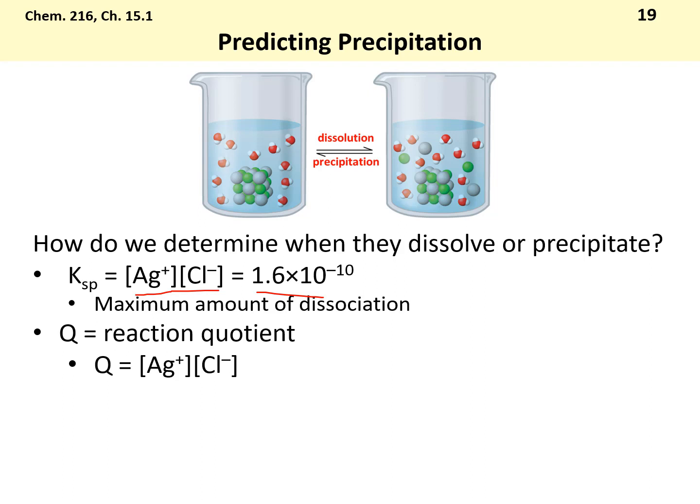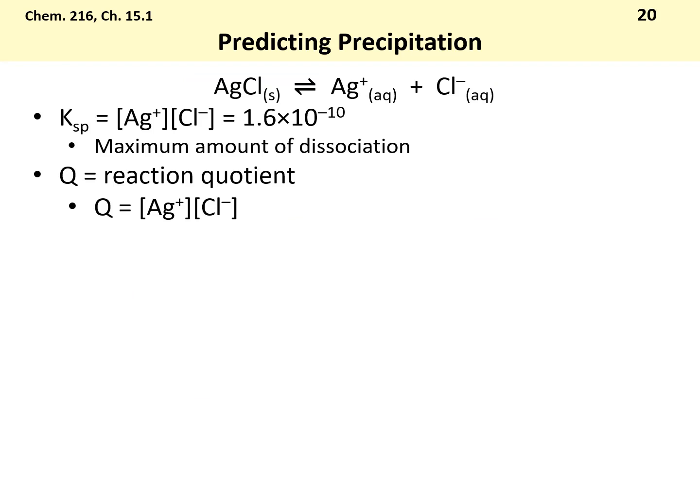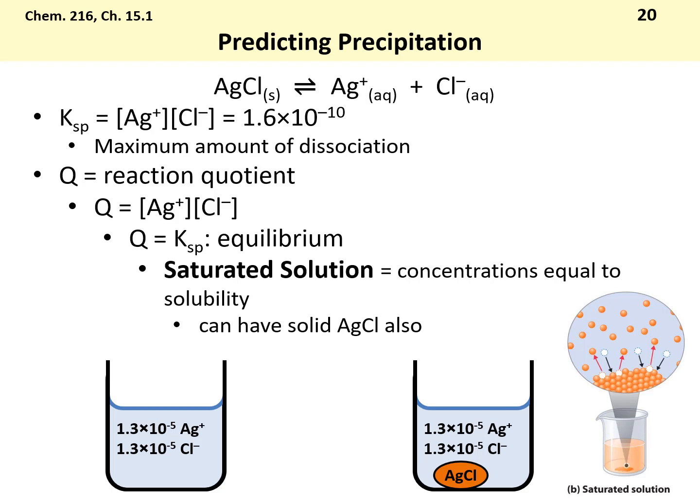Well, if I have a solution, I can have a Q value. And what I can do is compare Q to K, and that's going to allow me to determine whether I have precipitation or dissolution. Okay? All right, so let's explain this. Q is going to be under any conditions, not at equilibrium. So if Q was equal to K, that would be equilibrium, right?